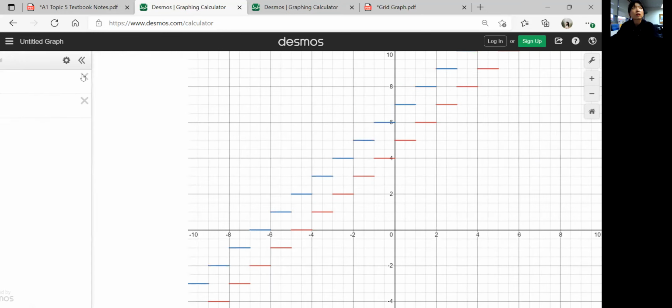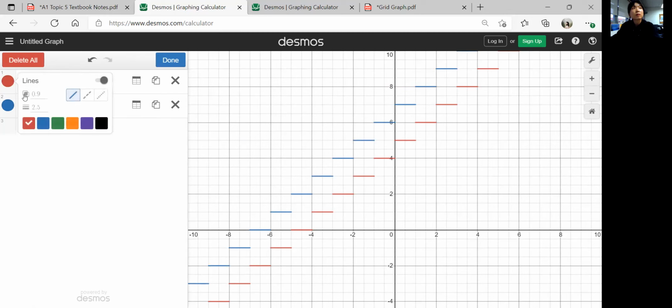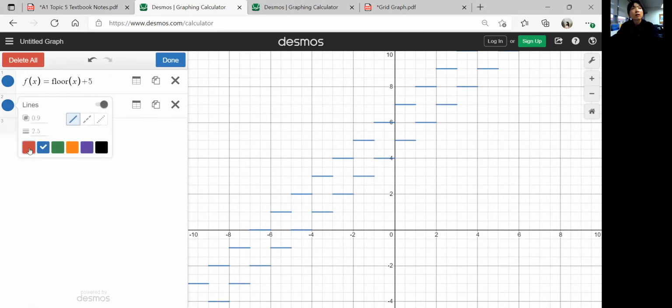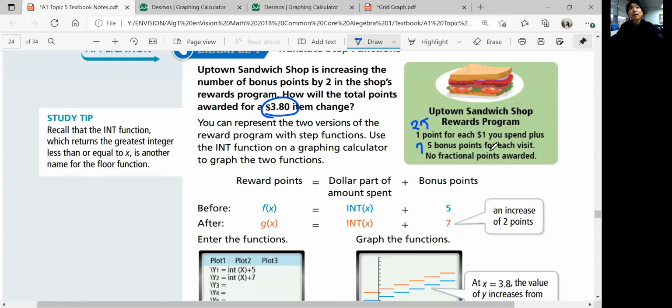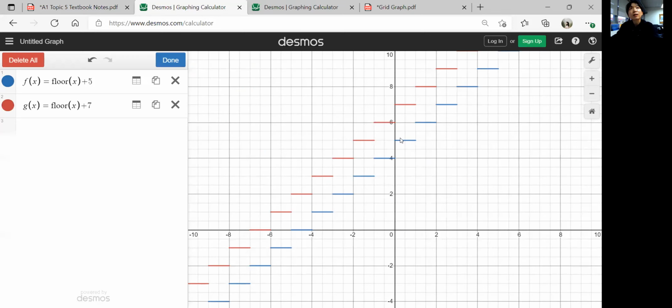Let's match the textbook so that the blue is the original one and the transformation is in red. So before is blue here, right? And then after, you start with 7 points if you pay a visit. Before, if you pay a visit, it's 5 points automatic, but you start with 7 points now because you add 2 points. So the graph is overall translated up 2 units, right? All the steps are translated up 2 units.